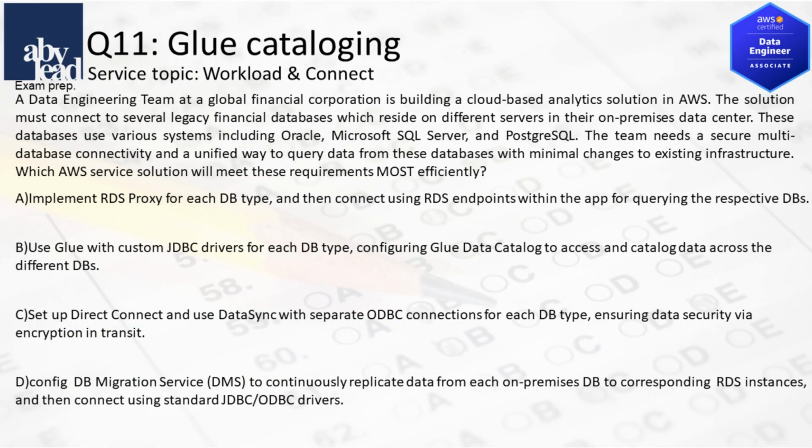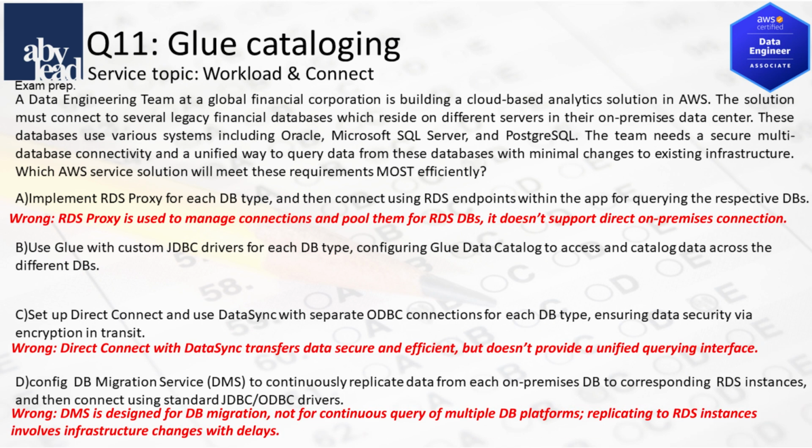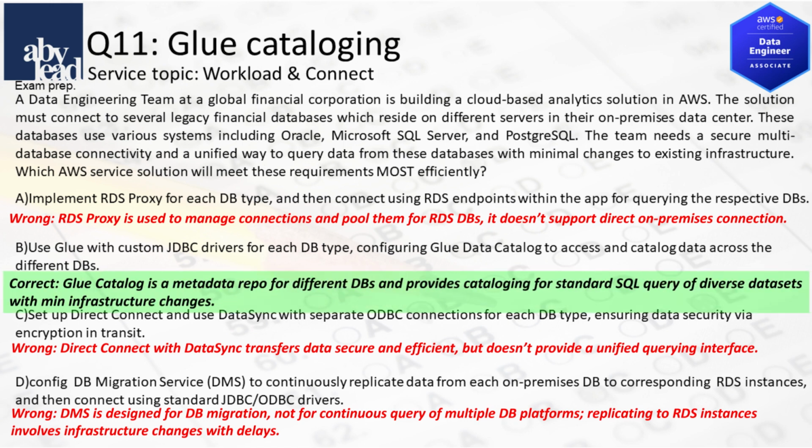Question 11. How do you uniformly query on-premises databases like Oracle, MS SQL Server, and PostgreSQL? RDS Proxy can't support on-premises connections, and Direct Connect doesn't provide unified query interfaces. Additionally, DMS is not designed for multiple continuous queries. It is better to engage Glue Catalog for different databases and for cataloging diverse datasets with least changes.